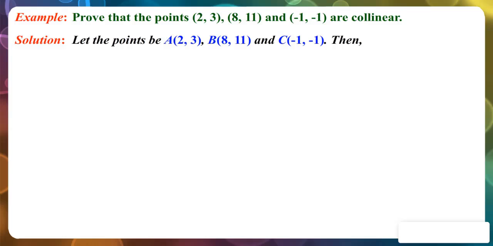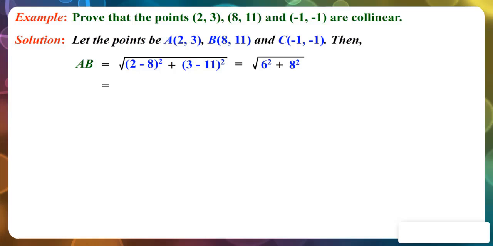Then AB is equal to under root (2 minus 8) whole square plus (3 minus 11) whole square, is equal to under root 6 square plus 8 square, is equal to under root 36 plus 64, is equal to under root 100, is equal to 10.